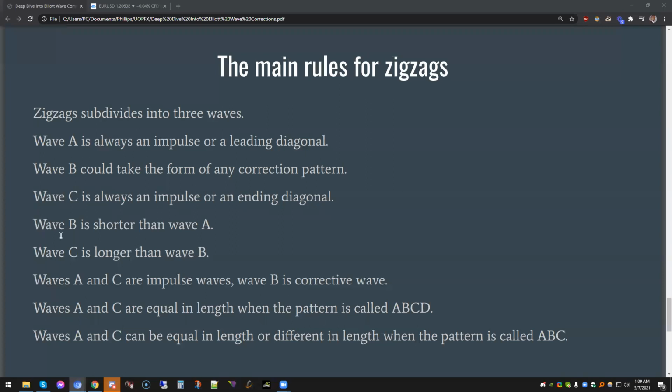Now, wave B is shorter than wave A. So the B wave is generally not longer than the A wave. The C wave is generally longer than the B wave because in most cases you will have the AB and the CD leg being equal in length. And I'll show you guys a diagram of the zigzag in just a bit.